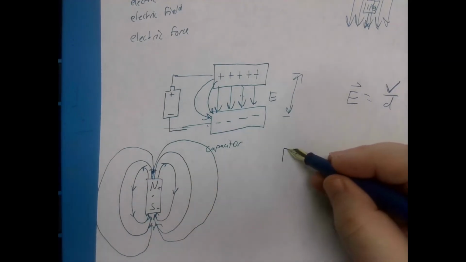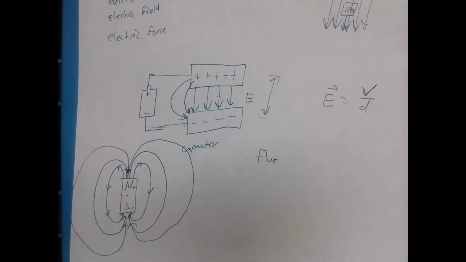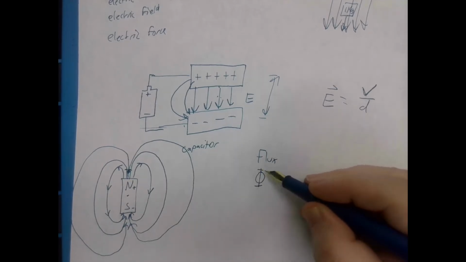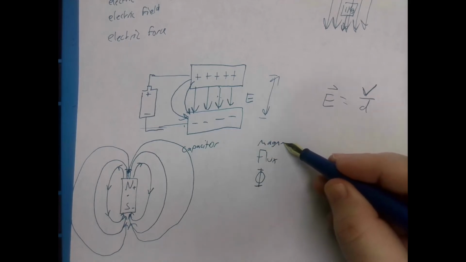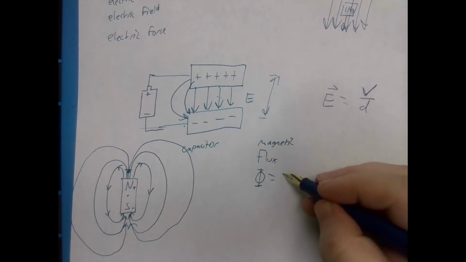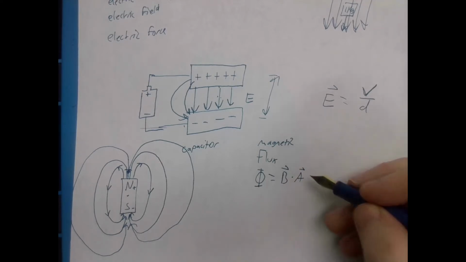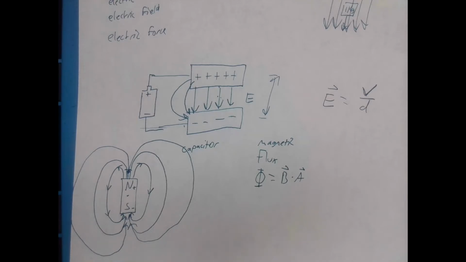What is a flux, by the way? The magnetic field times area. It's how much magnetic field is going through a given area. So magnetic flux is equal to magnetic field times the area. And this is a weird area, as this area has a direction.